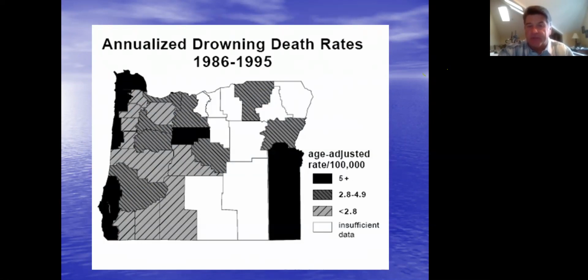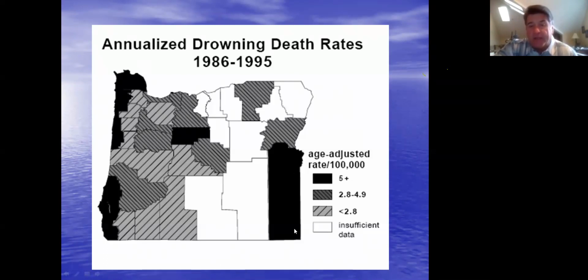Two other areas, one right next to me, this area here is called Central Oregon, and Central Oregon is associated with quite a few reservoirs. So because of the reservoirs, highest concentration here in this area is where all the reservoirs are. You can see that we have the highest drowning.